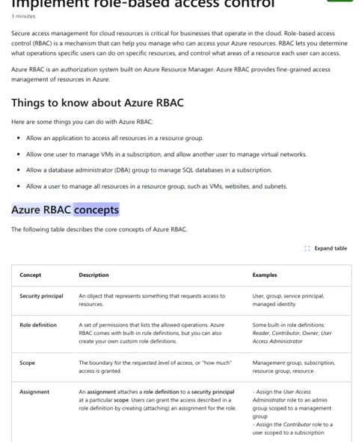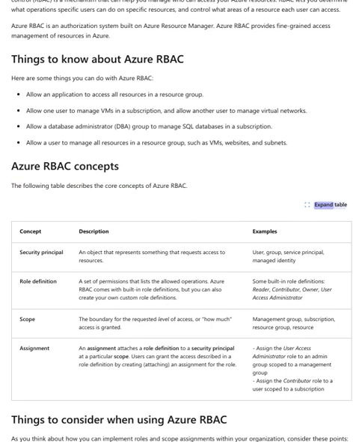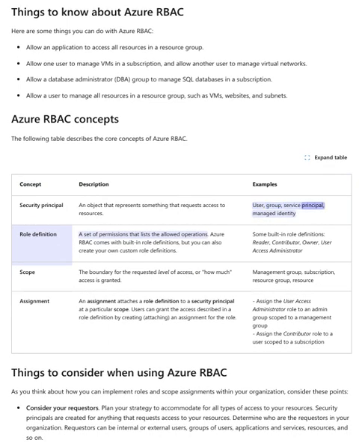Azure RBAC concepts. The following table describes the core concepts of Azure RBAC. Security principal, an object that represents something that requests access to resources. Examples: user, group, service principal, managed identity. Role definition, a set of permissions that lists the allowed operations.